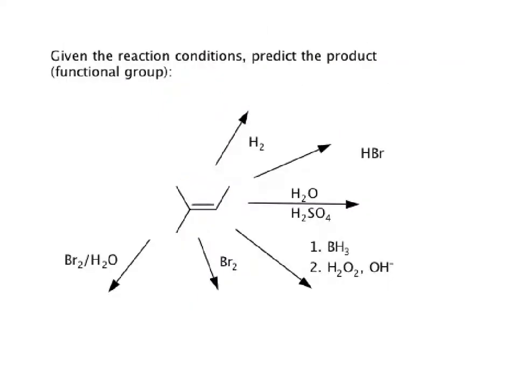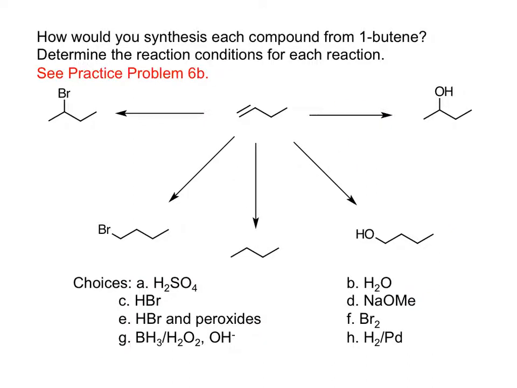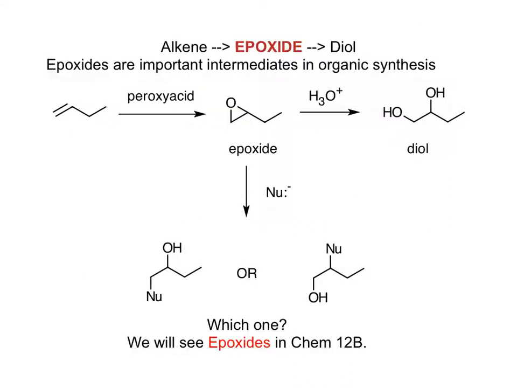So let's practice. Stop the video and draw the structure of the product of each reaction. So here are the answers. 1-butene can be used to make many different compounds. What reaction conditions would you use for each reaction? See practice problem 6b. When an alkene reacts with a peroxy acid, an epoxide forms.